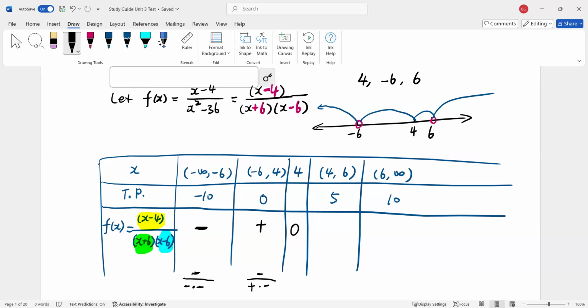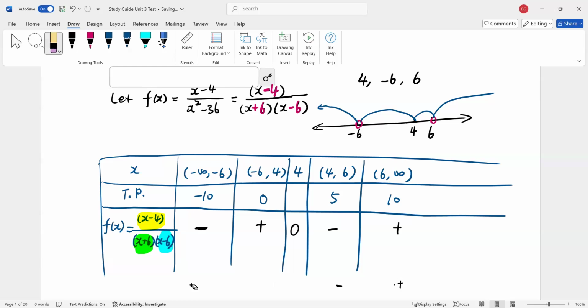When x equals 5, the testing point of the interval, yellow is positive, green is positive, blue is negative. One negative, so this is negative. The last one, 10: when x assumes 10, the numerator yellow is positive, the denominator green is positive, and blue is also positive, so everything is positive. So we have the signs determined.